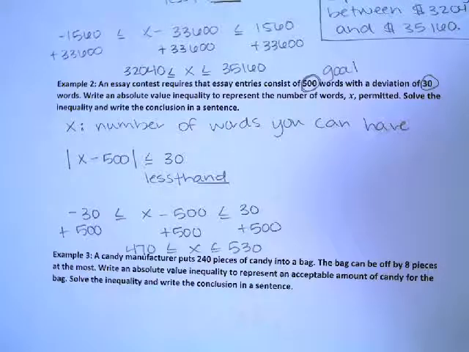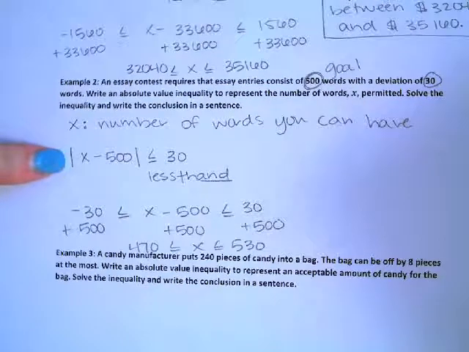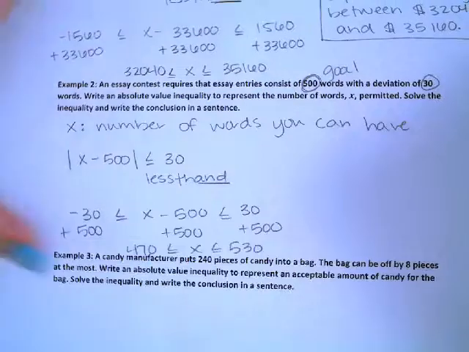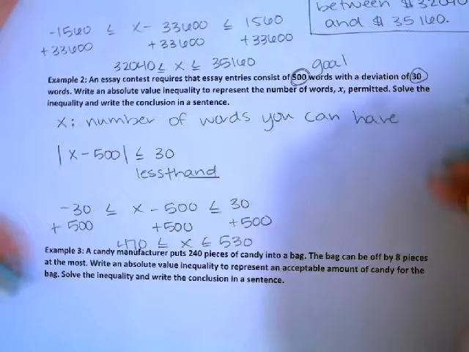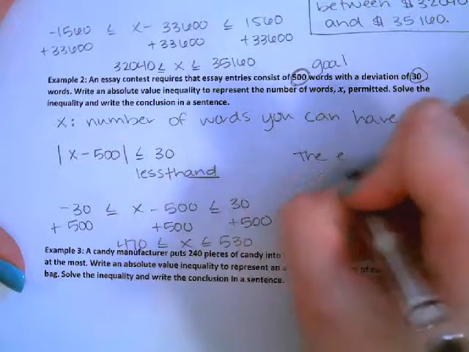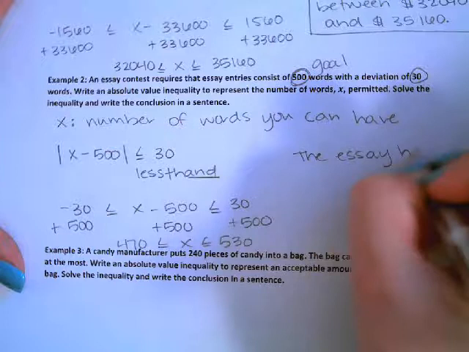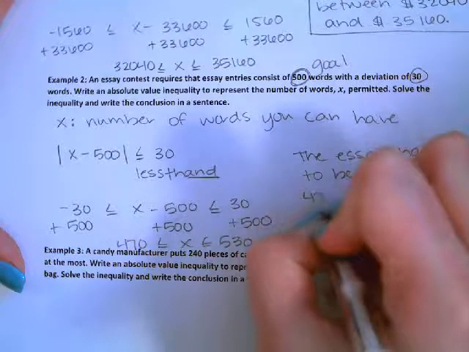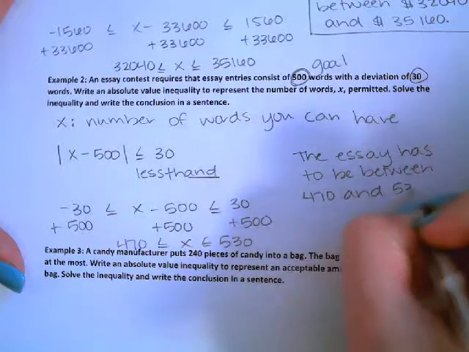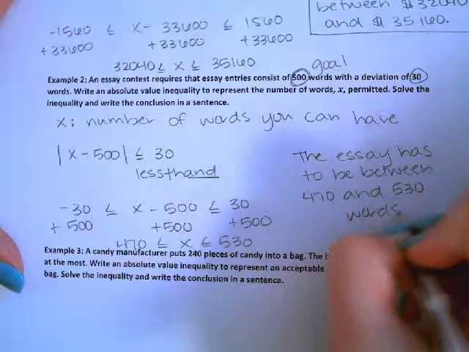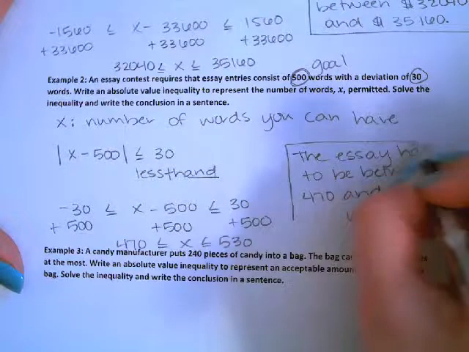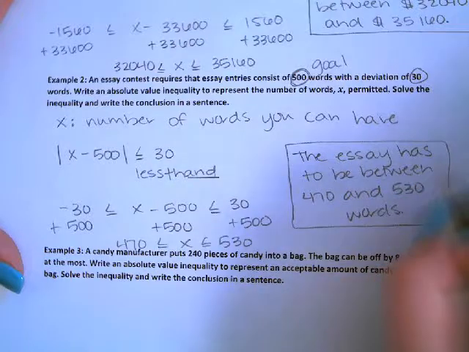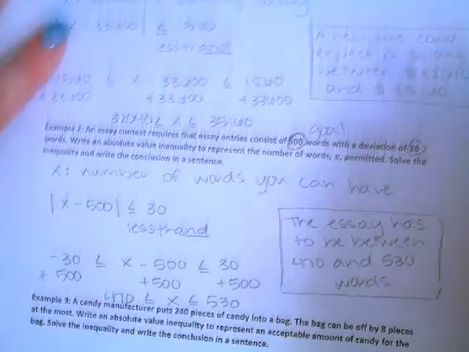However, they might give you a multiple choice question where they just want this as the answer. So if you don't know how to write that, then you're going to automatically miss those multiple choice questions, which is why we're working with the problem this way. So the essay has to be between 470 and 530 words. And that's us writing our answer in a sentence and the context of the problem.